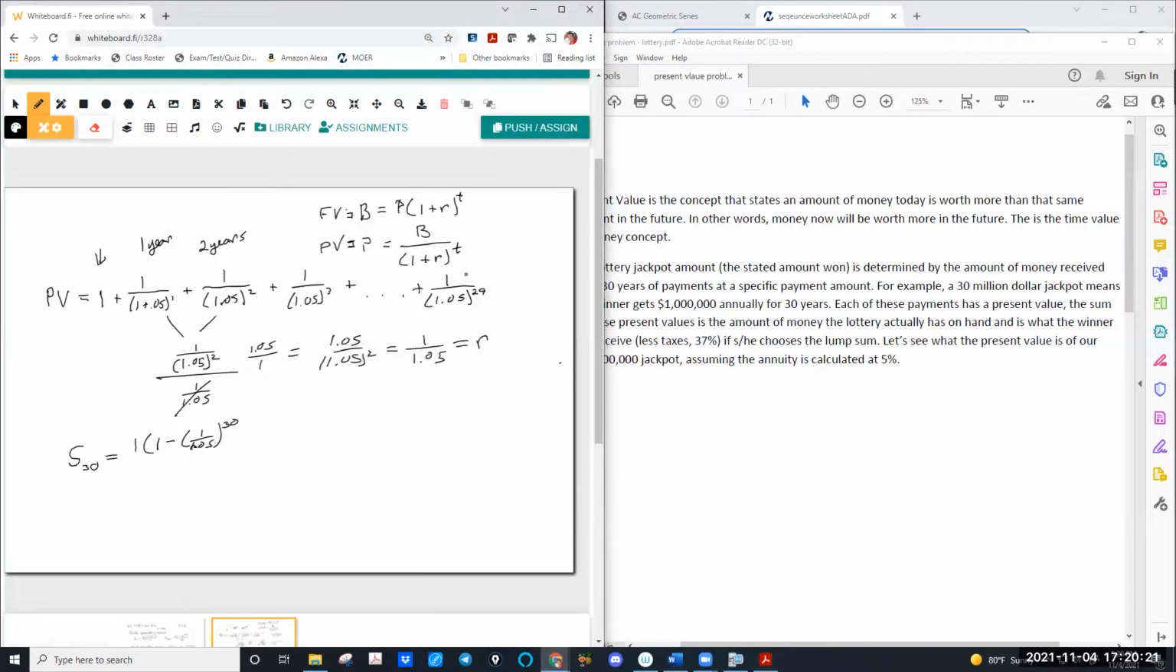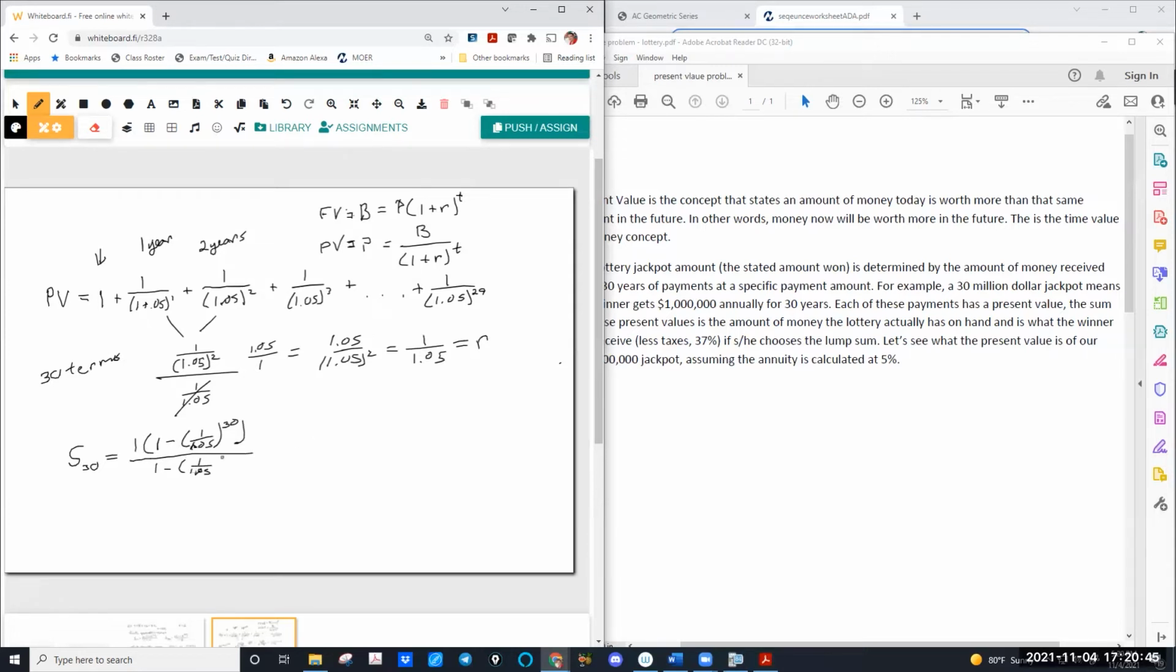There's 30 terms. It doesn't go off of this number. It goes off of the total number of terms. And that's why we're using 30, because there are 30 terms in this series, okay? You'll get some practice with that in the homework. And then divided by 1 minus 1 over 1.05.